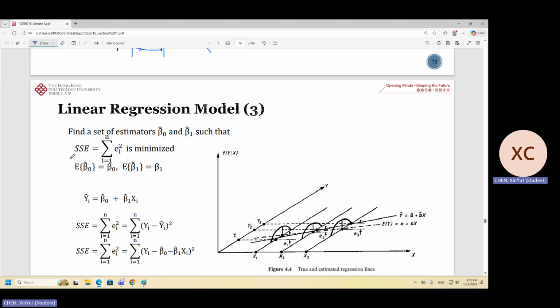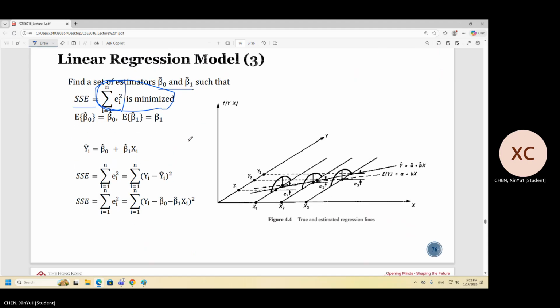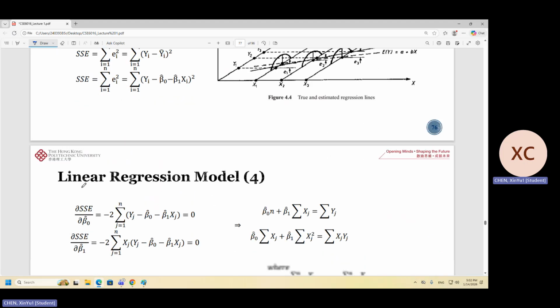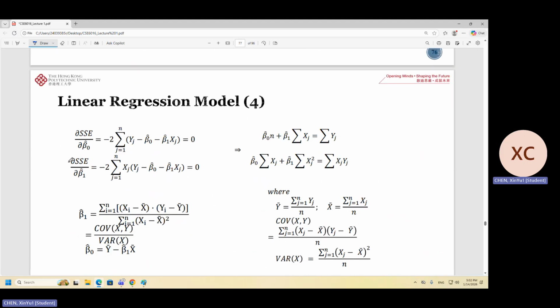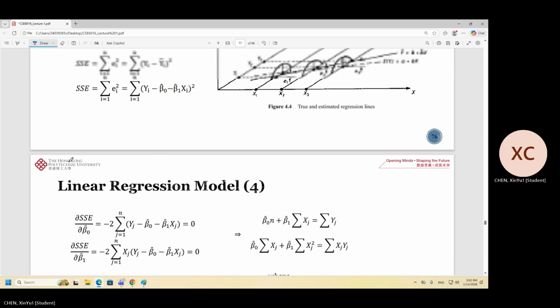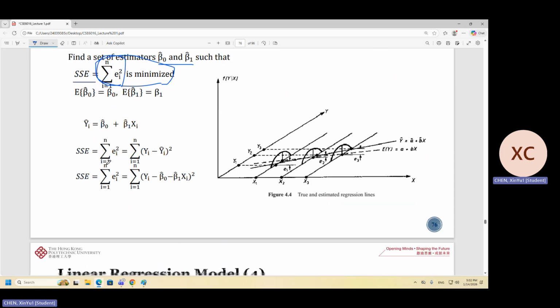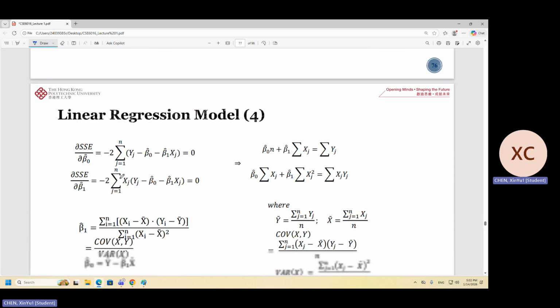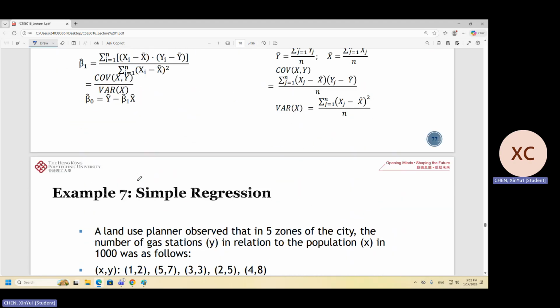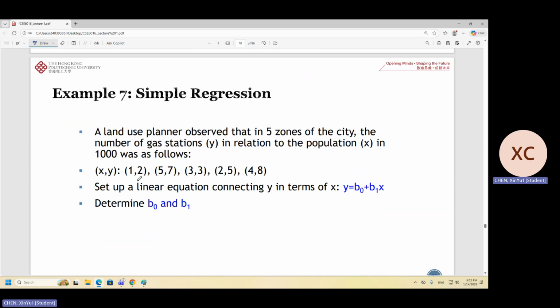So here, this one, SSE. This is the logic of how we can get the beta, with SSE and the regression model. So this is the algorithm for how to estimate the beta here. Then let's play with another example.